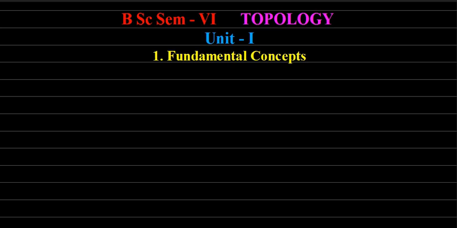Now in today's class we are going to study some rules of set theory, then collection of sets, union and intersection of an arbitrary family of sets, and Cartesian product. So these things we are going to study in today's class. Let us begin with the rules of set theory.